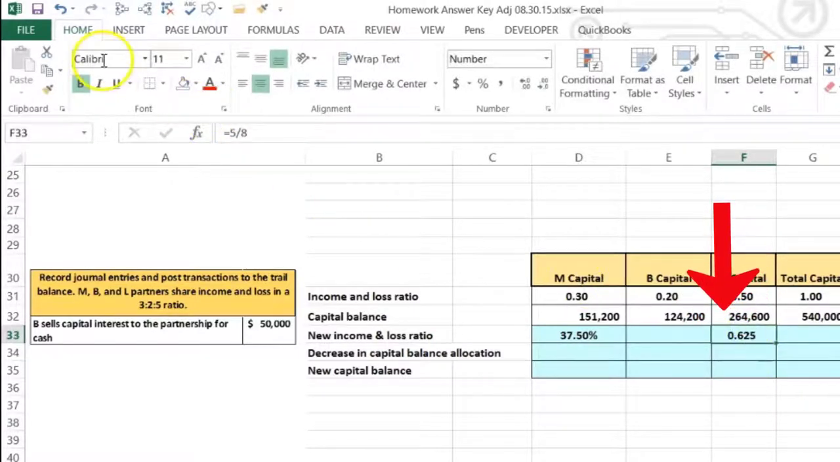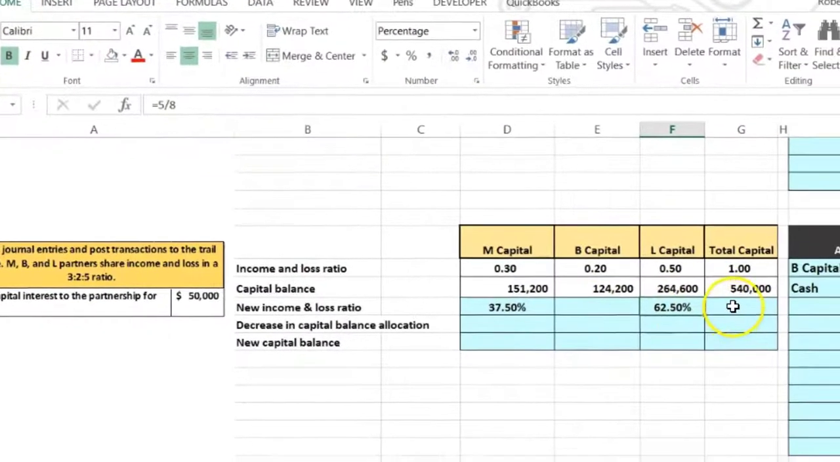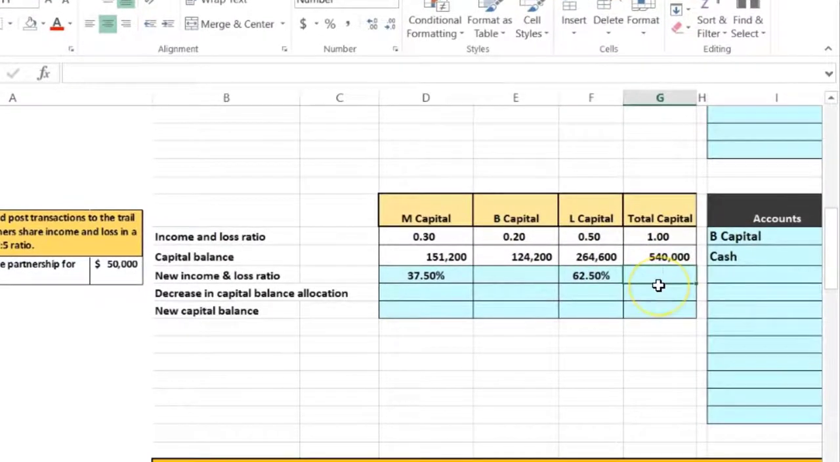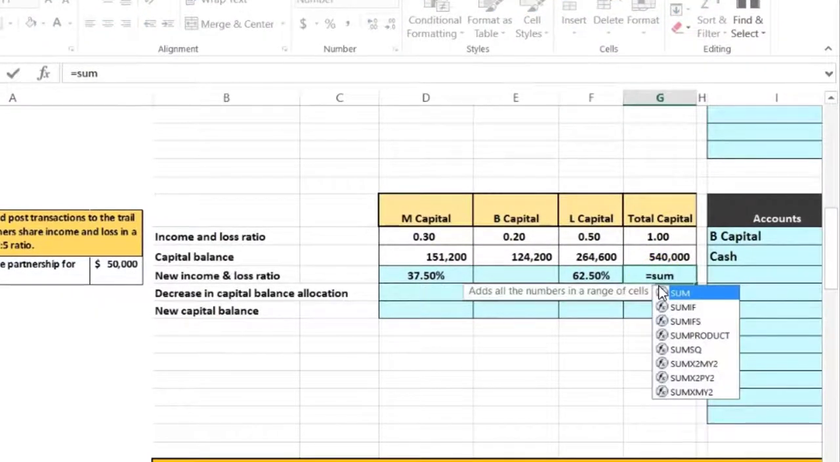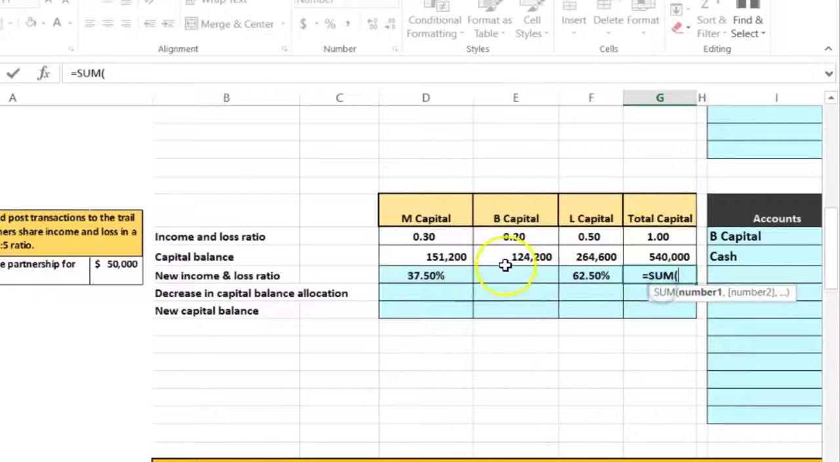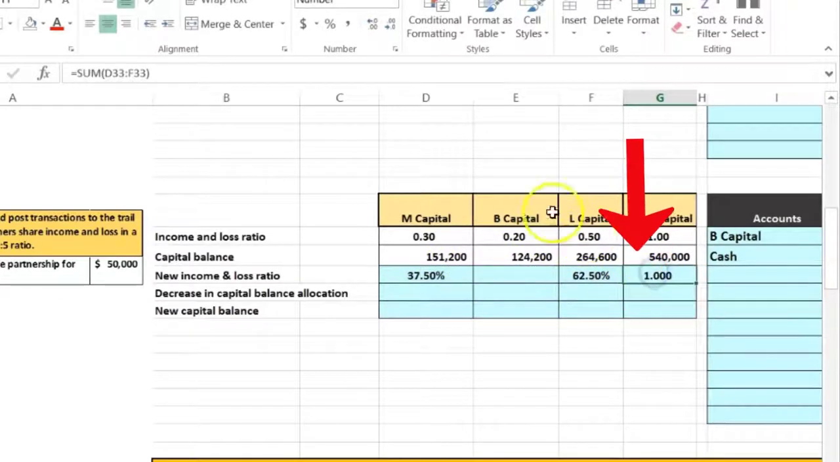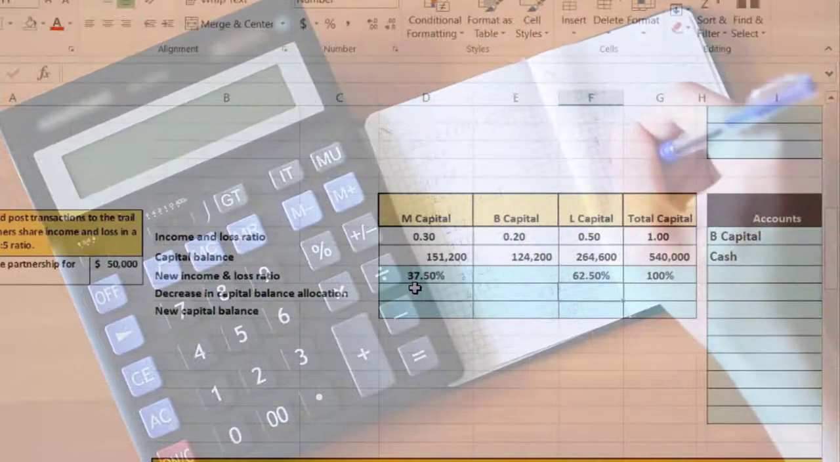We're going to put our cursor there. Home tab, numbers, and percent. We can increase the decimals. That should add up to 1 or 100%. So let's see if that's the case. Equals the sum. I'm going to double click the sum, highlighting the 37.5, the 62.5 adds up to 1, or of course, 100%.